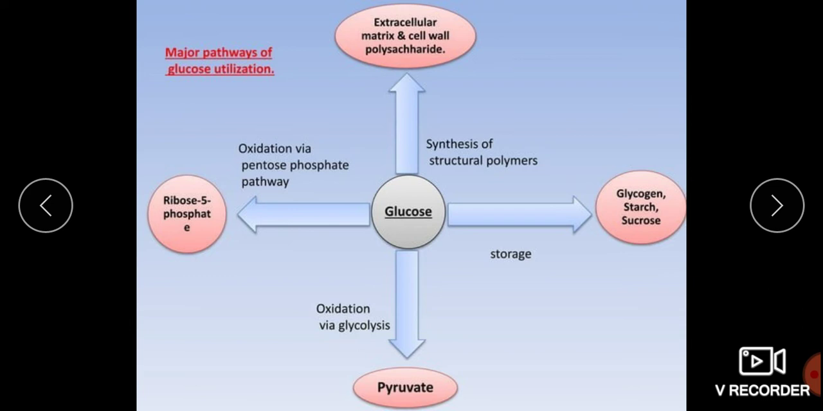Glucose is a monomer, and it leads to formation of a number of polymers or polysaccharides which get imparted into a cell wall or extracellular matrix. So a number of glucose monomers get polymerized into a polysaccharide and stored in the cell wall or extracellular matrix.